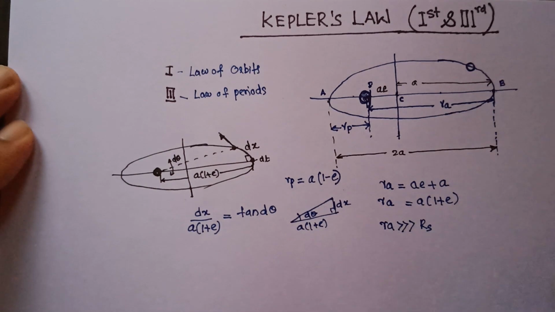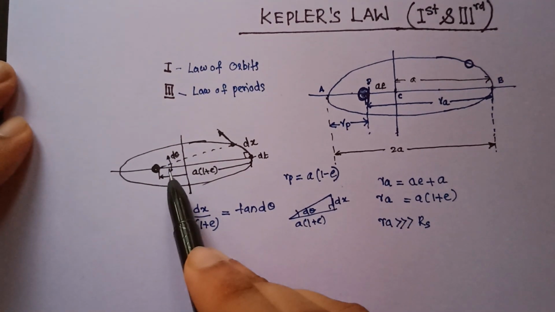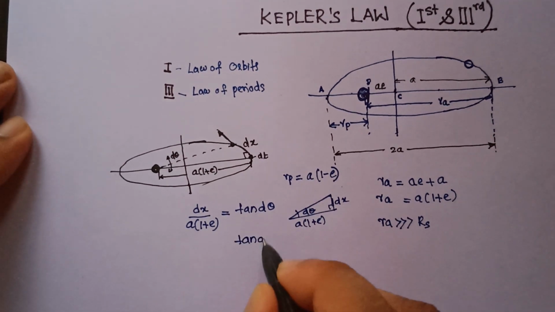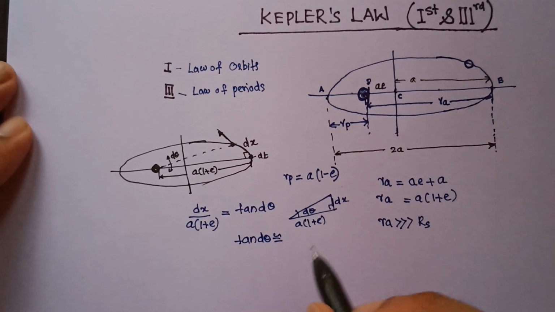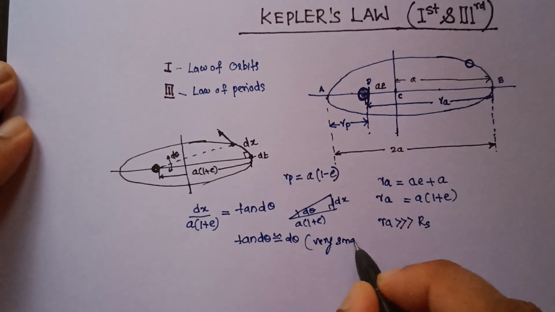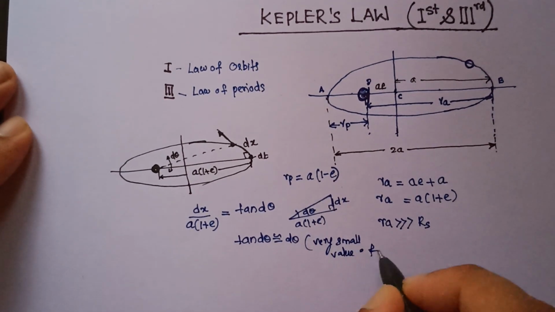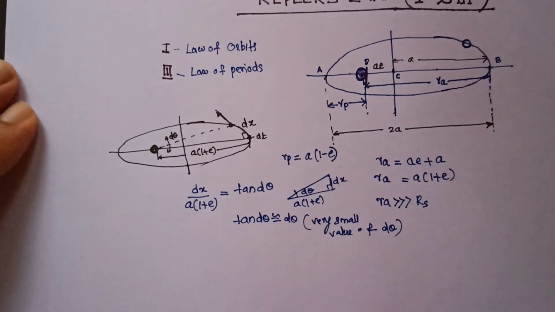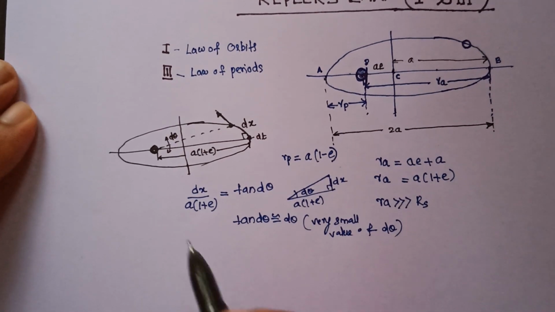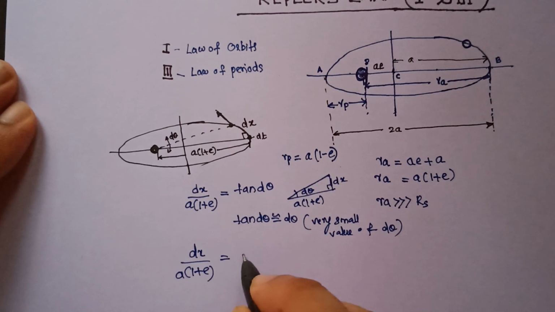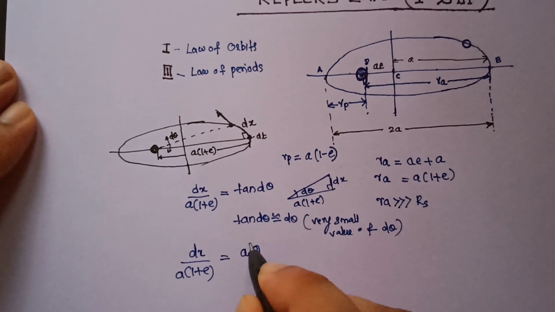If d theta is very small, it makes a very, very small angle. Then tan d theta tends to d theta for very small values of d theta. I hope this is okay. So we have dx by a into 1 plus e, which should be equal to tan d theta, and that should give me a into d theta.